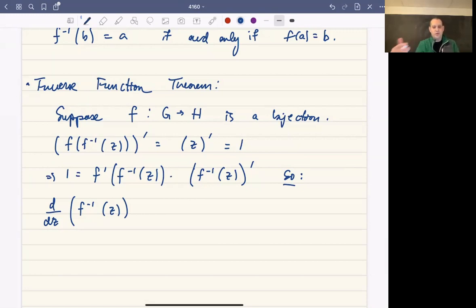Okay, the book has it written a little bit nicer, and it even walks through a more formal proof using limits, but this is the inverse function theorem.